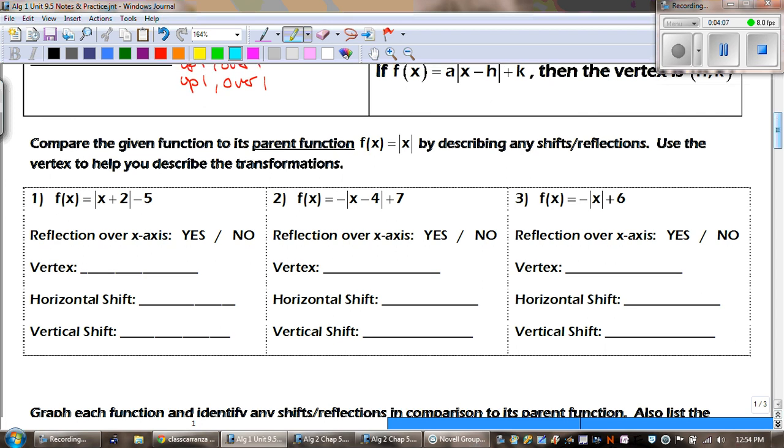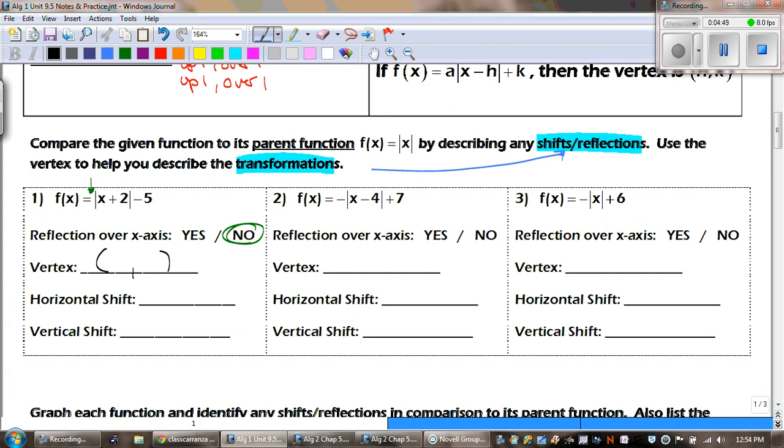So let's compare the given function to its parent function, f of x equals the absolute value of x, by describing any shifts or reflections. Use the vertex to help you describe the transformations. When we're talking about the word transformation, we're talking about shifts and reflections. So, number 1, is there a reflection over the x-axis, yes or no? No, because in front of it, it's positive. If it's positive, no reflection.